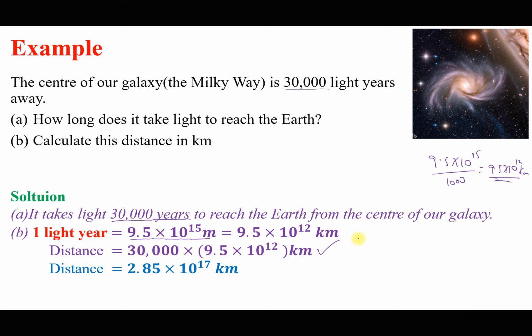I will just check if I got the correct answer. 30,000 times 9.5 times 10 to the power of 12. So this distance was correct. That is how we use the light year. The distance traveled by light in 1 year is called a light year.